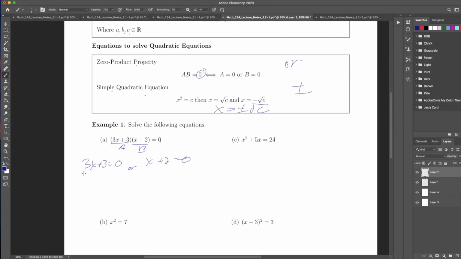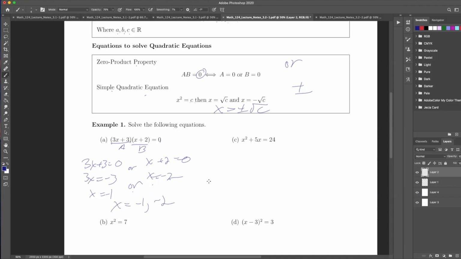Here we're going to just move the 3 over, so I get minus 3. Divide by 3, I get negative 1. Here, we'll just move the 2 over, and then we're done. And so x here is either minus 1 or minus 2. We usually list the possible answers for x instead of saying or, so we write x equals minus 1, comma, minus 2.